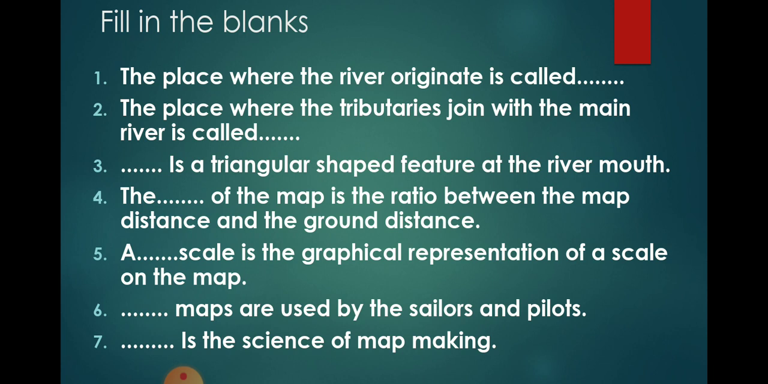You can see some questions here as an example. The first one is, you can write this in your copy and you can learn that. The place where the river originates is called dash. The place where the tributaries join with the main river is called dash. Dash is the triangular shaped feature at the mouth of a river. Fourth question, the dash of the map is the ratio between the map distance and the ground distance. 5. A scale is the graphical representation of a scale on the map.